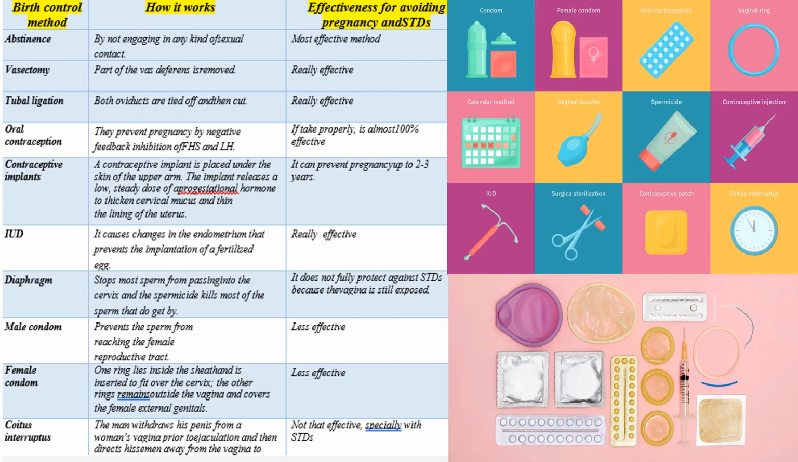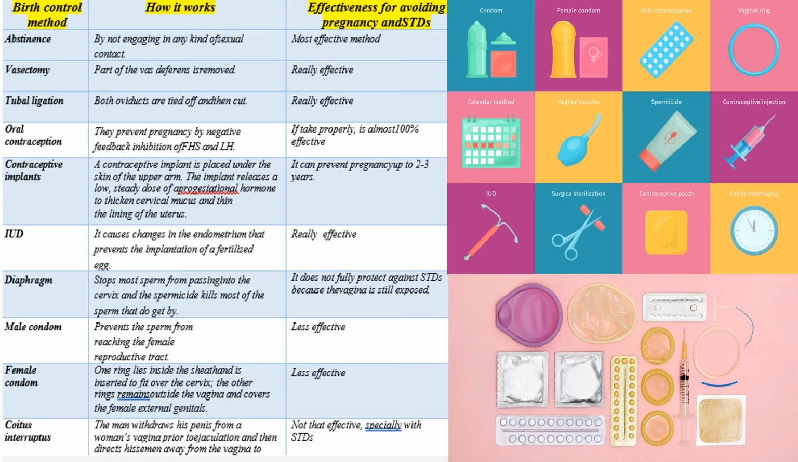Then we have, I think, the most common one, at least in the data that I saw. That is the male condom. It is less effective than vasectomy, tubal ligation, or abstinence, of course. But it is good. It prevents the sperm from reaching the female reproductive tract, and as well, it prevents STDs if it is used properly, of course.